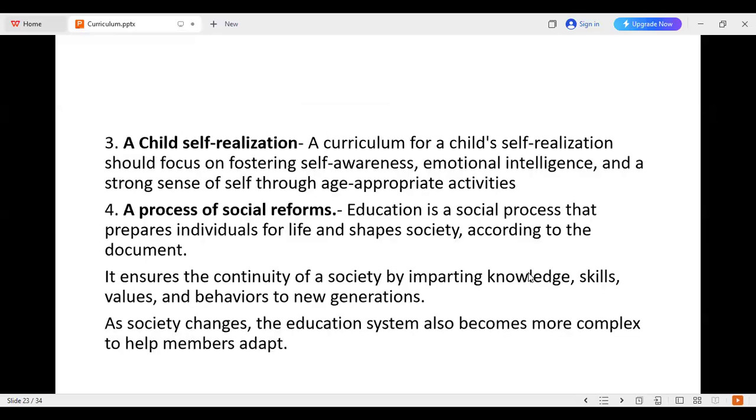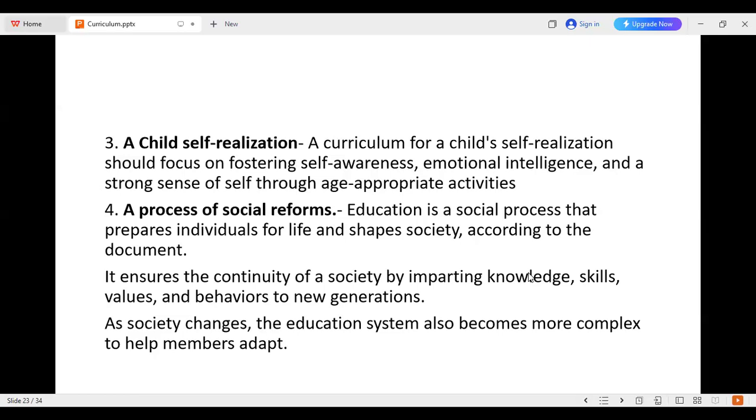Right. Now, there is another view. Number 3, child self-realization. A curriculum for a child's self-realization should focus on fostering self-awareness. According to this view, curriculum is not confined only to giving knowledge to the children, only to foster their knowledge. In addition to that, there are some considerable factors: emotional intelligence and a strong sense of self through age-appropriate activities.